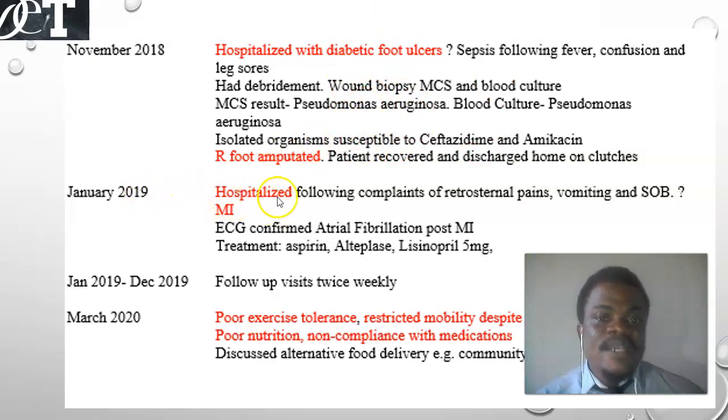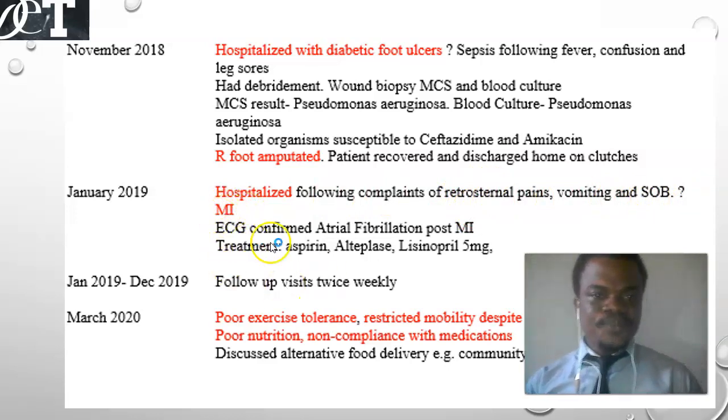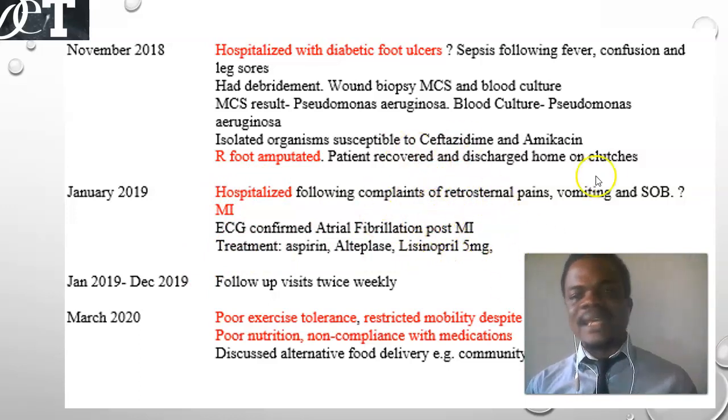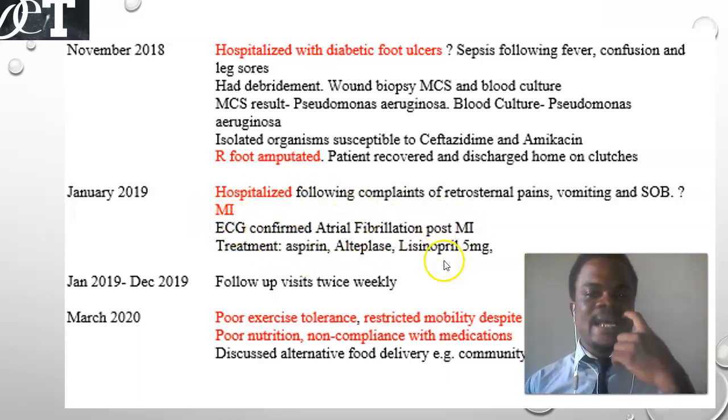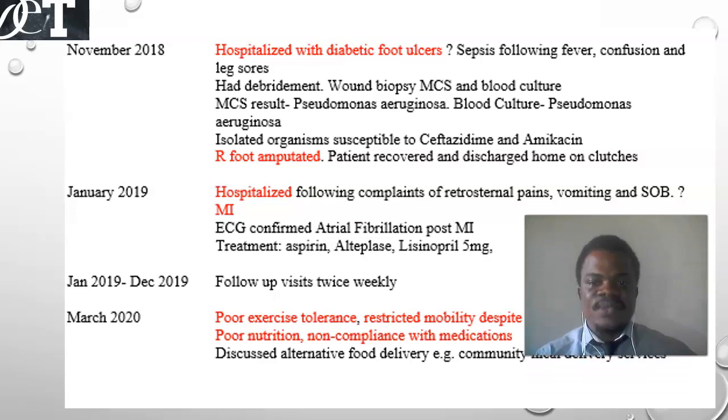In January 2019, this patient was hospitalized again for another complication. Here, he came with retrosternal pains, vomiting, and shortness of breath, and MI was suspected. ECG confirmed this, and we treated this patient. Well, this is another complication. We list it. The things that we did for this patient at that time, which they've been completed. This information, the symptoms that the patient presented with, they are irrelevant. ECG confirmed. We can say that this patient has myocardial infarction as a complication. We've already added it. No need flogging around the treatments and the ECG and all that. So you adding all these other information will be regarded as irrelevant information.